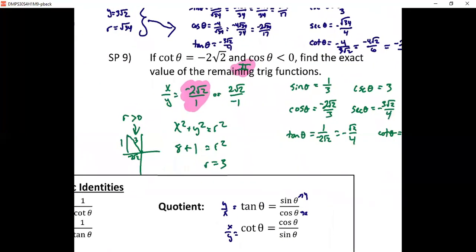Problem number 9, cotangent's negative and cosine's negative. That should be quadrant 2, because cotangent is a negative slope and cosine is a negative x value. If cotangent's negative, keep in mind that x over y, since we're in quadrant 2, the x value is the one that's negative and the y value is the one that's positive. If cosine was positive, we would have been in quadrant 4. Then it would have been the y value negative and the x value positive. But anyway, we are in quadrant 2. Our radius is always a positive value.